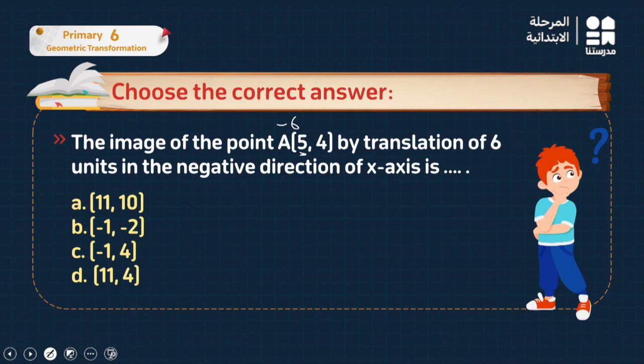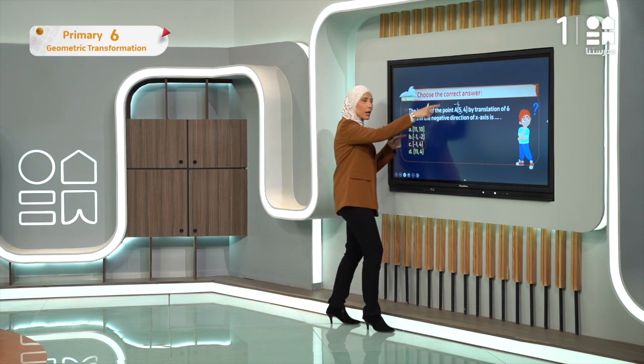طيب it will be لو احنا عملنا 5 minus 6. 5 minus 6 give me negative 1 and 4 it will be. So it's supposed to be negative 1 and 4 of course. طب تعالوا نعرف ليه احنا عملنا negative 6 تاني.